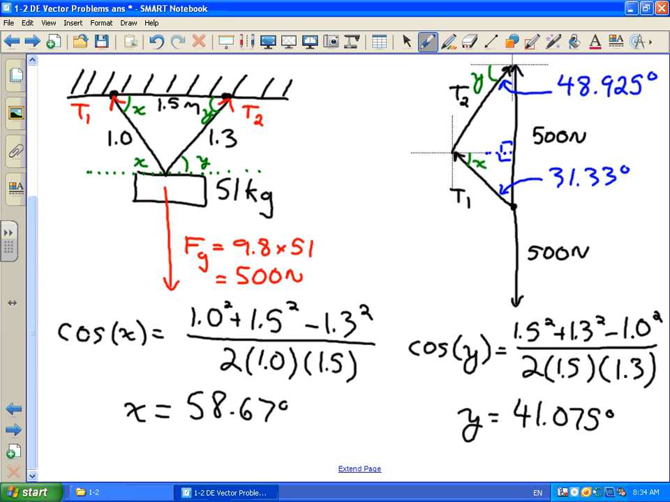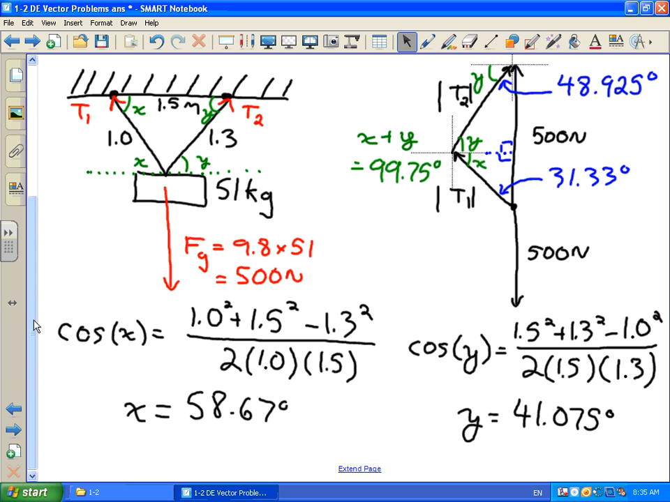So we want to solve for the magnitudes of T1 and T2. What we have is we have the angle opposite T2, and we have, well, let's work out what this angle is opposite our 500. So if this is y up there by the little z pattern, that one has to be y in here. So the angle in between these two has got to be x plus y. So x plus y is going to give us 99.75 degrees. So that's the angle opposite our 500 Newton force.